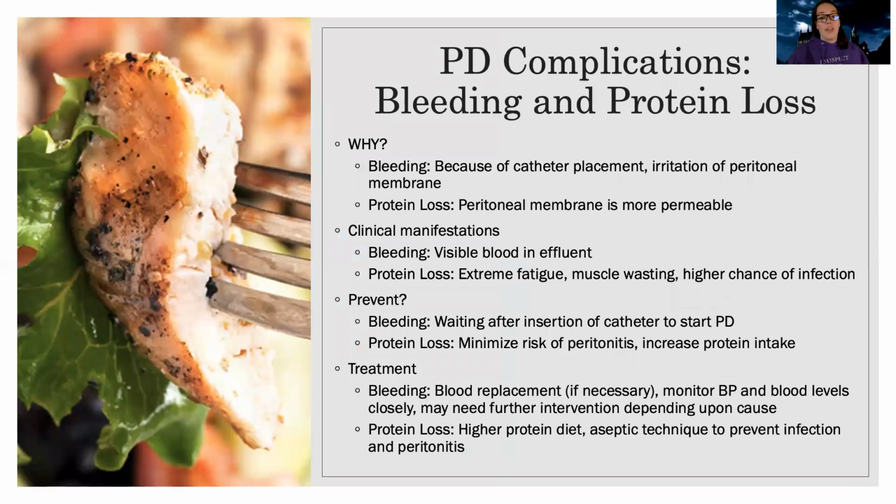Bleeding because of where the catheter is placed. The peritoneal membrane is very sensitive. It has a lot of little tiny blood vessels on it.